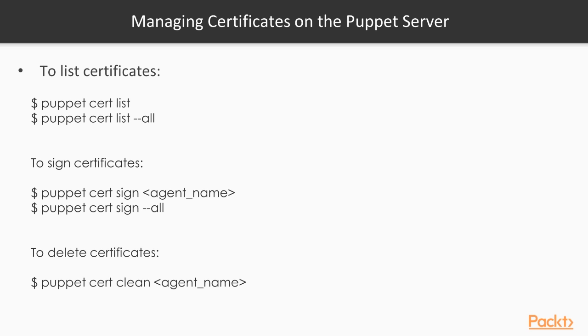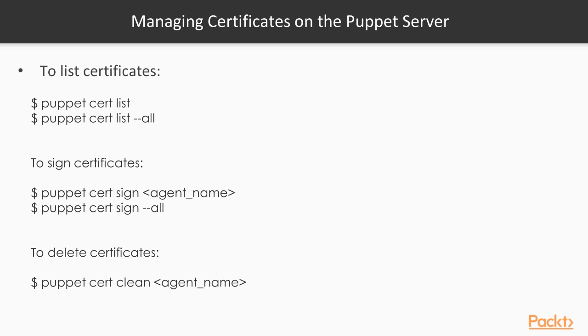To sign a certificate, we need to execute the puppet cert sign command along with the agent name. If we have multiple requests, we can sign all of them at once by using the --all option instead of the agent name. Often we have nodes in the infrastructure which have been deleted or terminated, and the agent certificates are no longer valid, or we need to create a new agent with the same name as an old node which has been terminated. In these cases, the certificate needs to be removed from Puppet. To do this, we need to execute the puppet cert clean command along with the agent name.